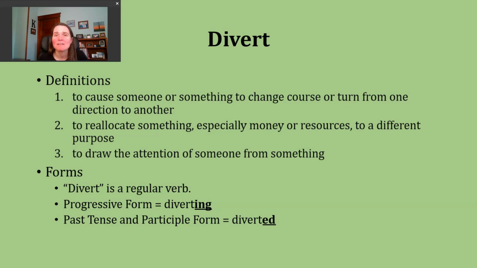The base verb, divert, ends in a T sound. This means when I add the ed ending, I'm going to make an id sound, and I'm going to add an extra syllable to the verb when I pronounce it. The past tense and the participle form of the verb should sound like this: diverted, diverted.